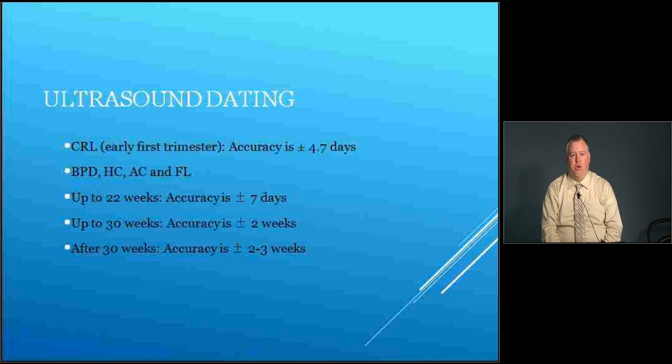As you get closer to 30 weeks, the accuracy decreases to about 2 weeks, plus or minus. And after 30 weeks, measurements can be off by as much as 2 to 3 weeks, either less or more than the actual date of the pregnancy. So you can see why those early scans done in that early first trimester are the most important, because they're the most accurate.